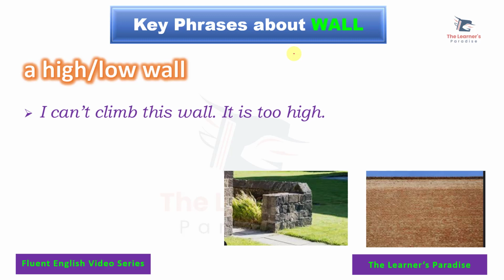A wall can be high, like this wall, it is a very high wall, right? And a wall can be low, like this. Example sentence is, I can't climb this wall, it is too high. I cannot climb it because it's too high.